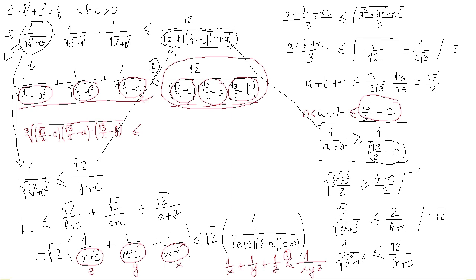Okay, maybe we are close. We also still didn't use the initial equality that a squared plus b squared plus c squared is 1/4. So maybe we have a chance to prove that this way now.